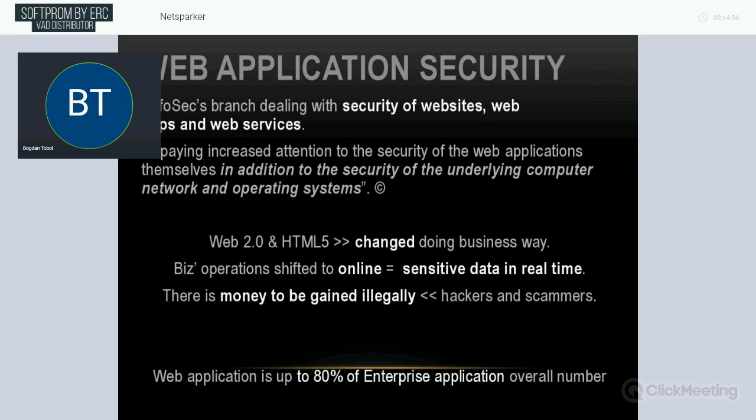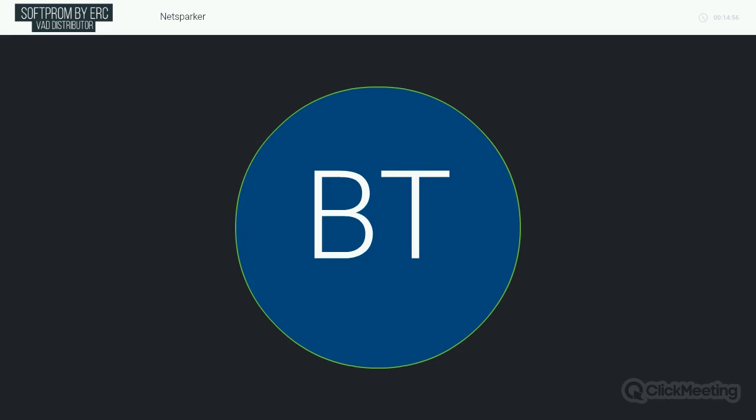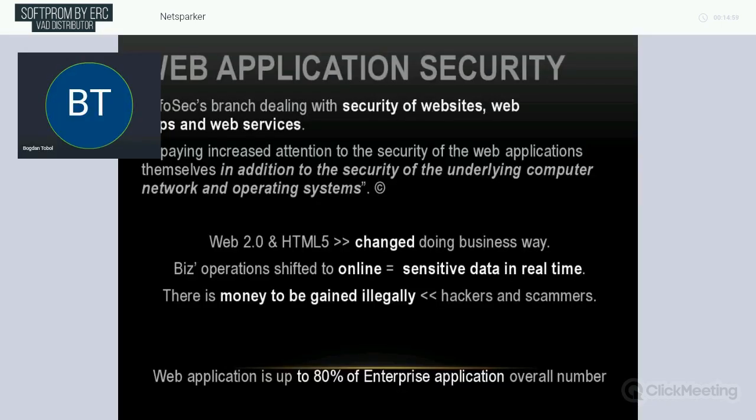With the changes of Web 2.0 and HTML5, the way of doing business is changing worldwide. Business operations shifted online, which means that sensitive data is closer to the unprotected internet. There is money to be gained illegally. That's why cybercriminals and hackers pay attention and try to use web technology instead of network ones, which were so popular in the past.